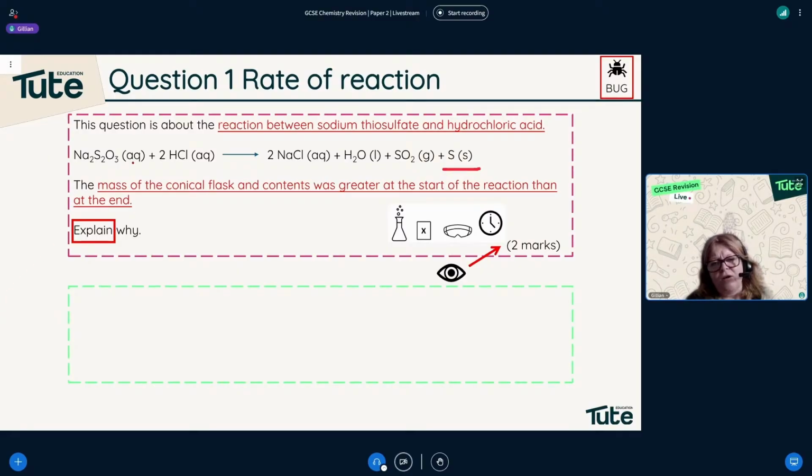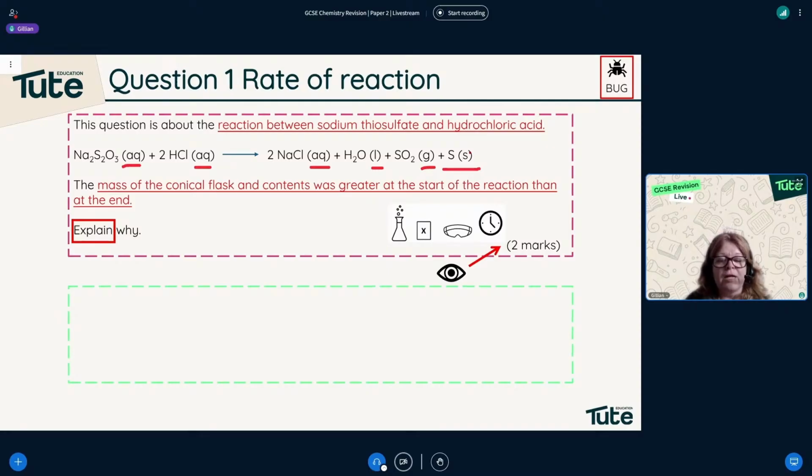And you may notice that on our balanced symbol equation here, we have got these state symbols in brackets. So aq is aqueous, so it means that it's in solution. l means it is a liquid, and g means that it is a gas, and obviously s is solid.